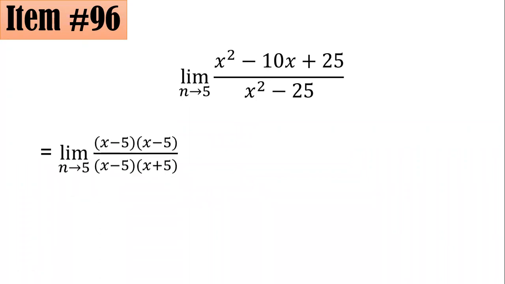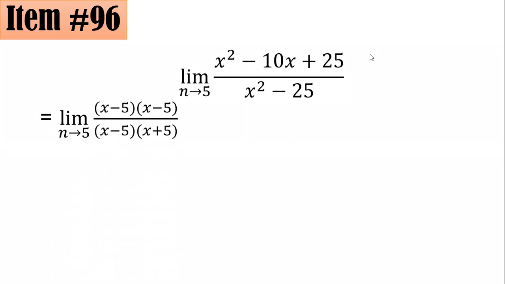So with this, factoring the numerator, this is in fact factorable as x minus 5 times x minus 5, or x minus 5 quantity squared. Your denominator is factorable to x minus 5 times x plus 5.